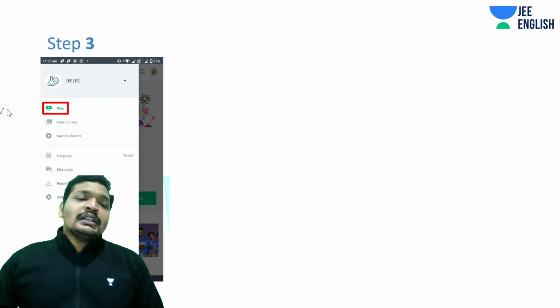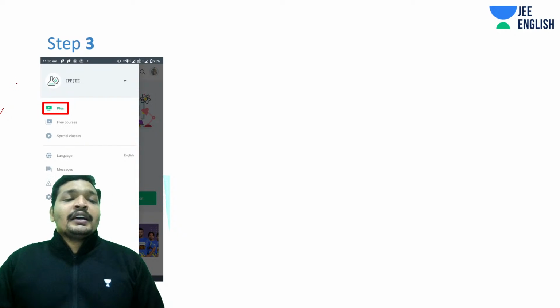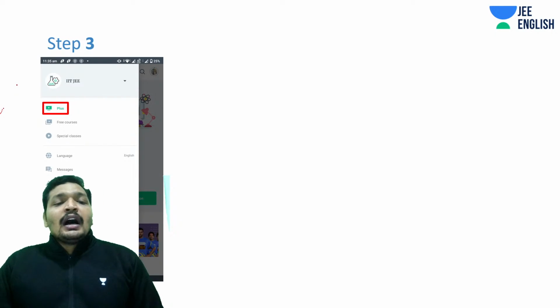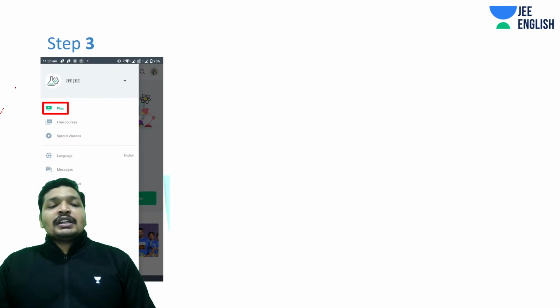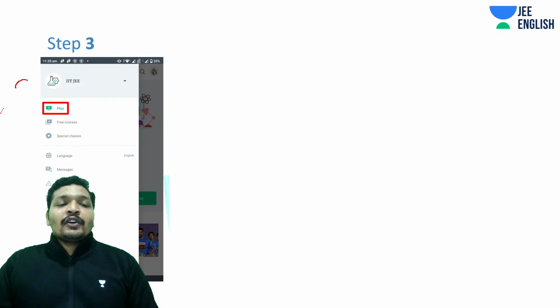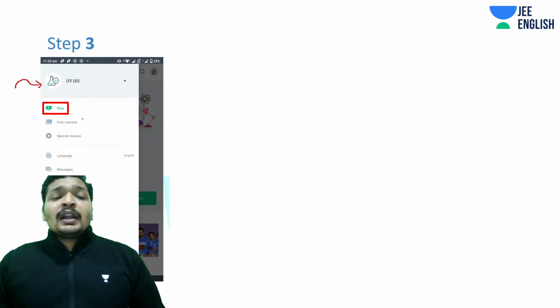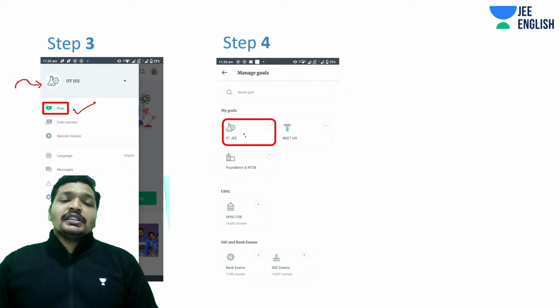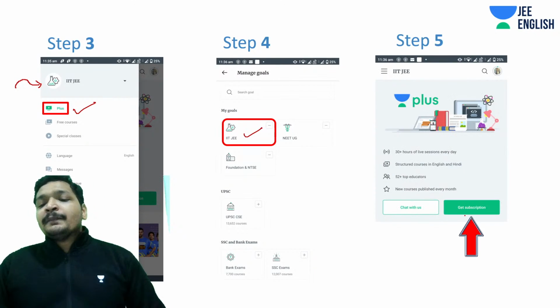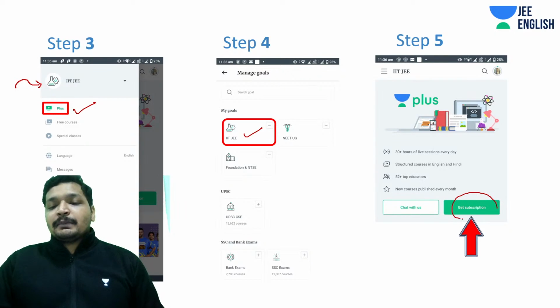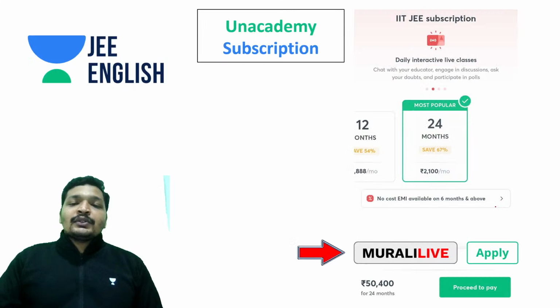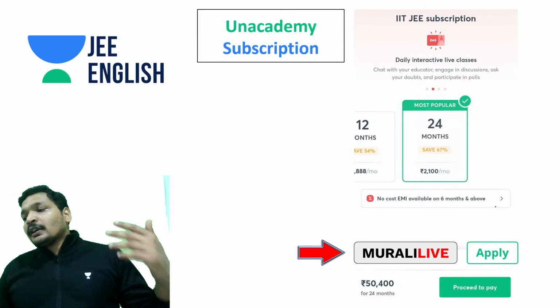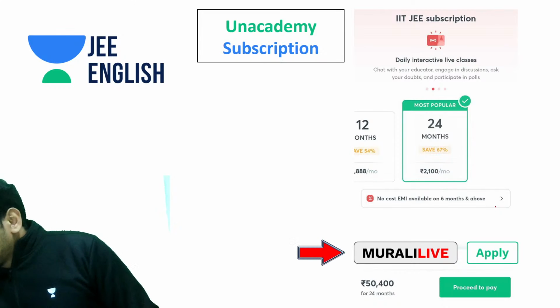And coming to where and how you get it. Either you can get it from the web-based version, or if you have downloaded the app, do log in. Click on the left hand top corner extension bar, choose the plus option, choose IIT JEE as your goal, and hit the get subscription button. And students, coming to the pricing part, it's very reasonable.